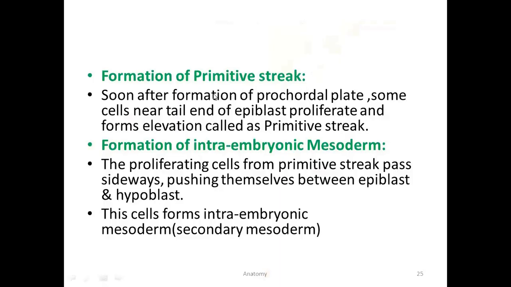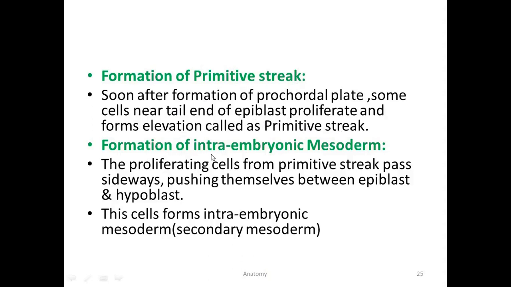Formation of primitive streak. Soon after the formation of the procaudal plate, a change occurs in the ectoderm. Some cells near the tail end of the epiblast proliferate and form an elevation called the primitive streak. Now we have seen the change which occurs in the endoderm, which we call the procaudal plate. Similarly, toward the tail end, the change occurs in the ectoderm, and that is referred to as the primitive streak.